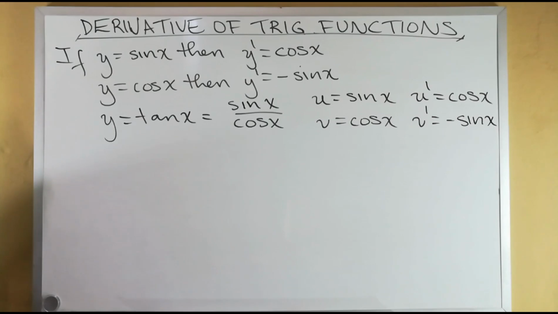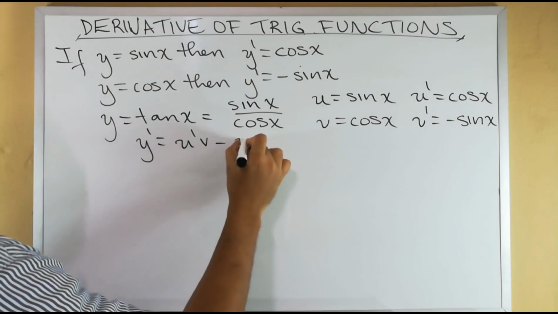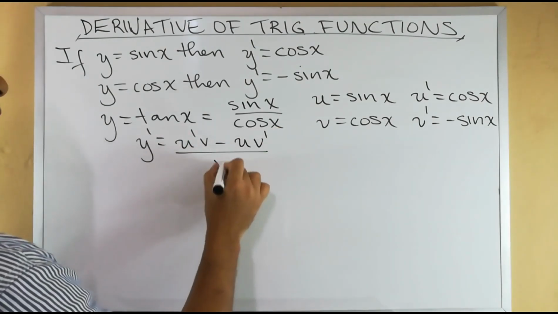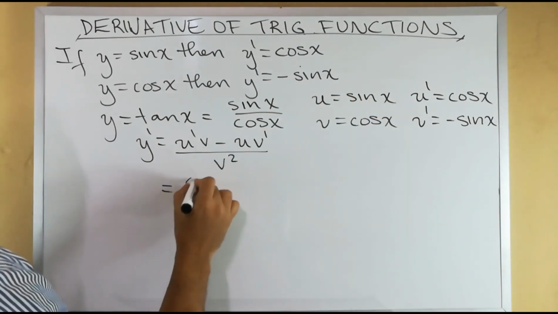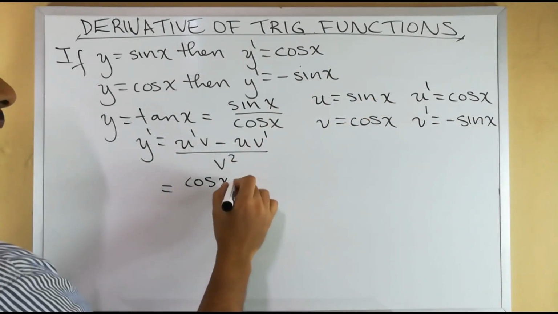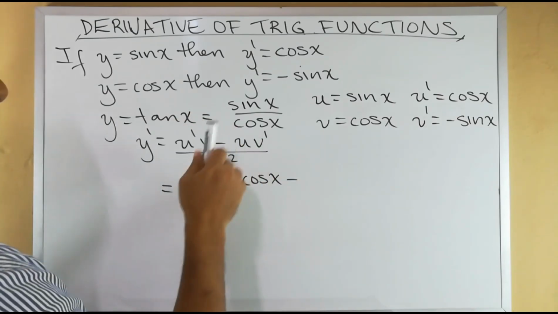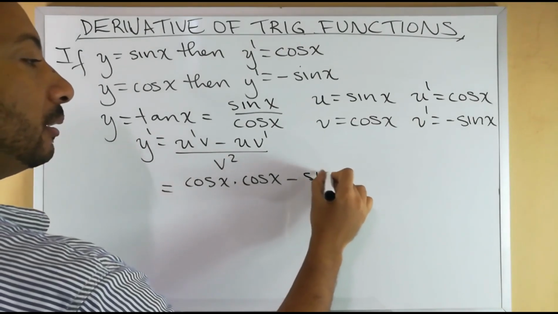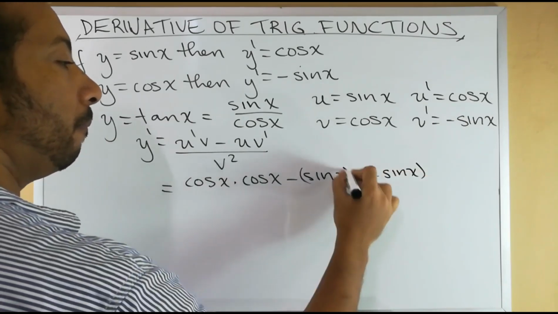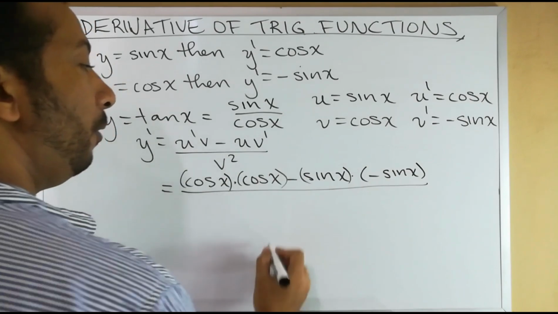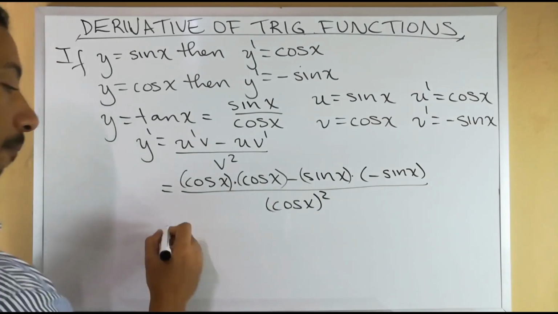So our formula for the quotient rule is y prime is equal to u prime v minus u v prime, all over v squared. So when we substitute into our formula, we'll have the cosine of x multiplied by the cosine of x, take away u times v prime, so that's sine of x times the negative sine of x. This is all over the cosine of x quantity squared.